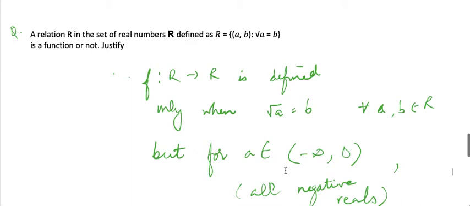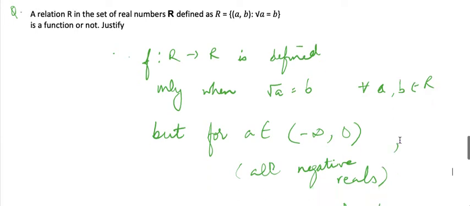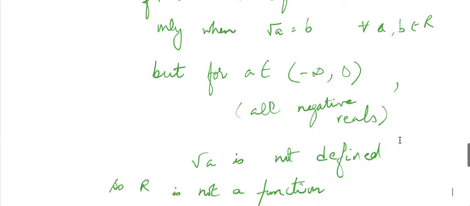So for a belonging to the open interval minus infinity to 0, all negative numbers lying between minus infinity and 0, this is not defined. So it is not a function. This given relation is not a function.